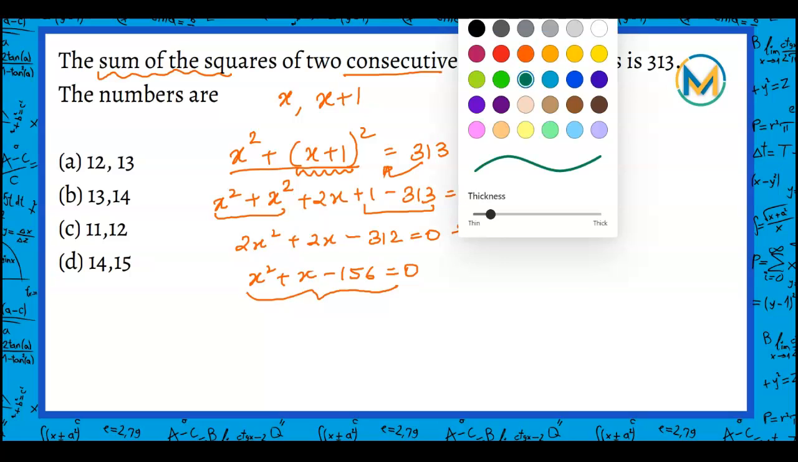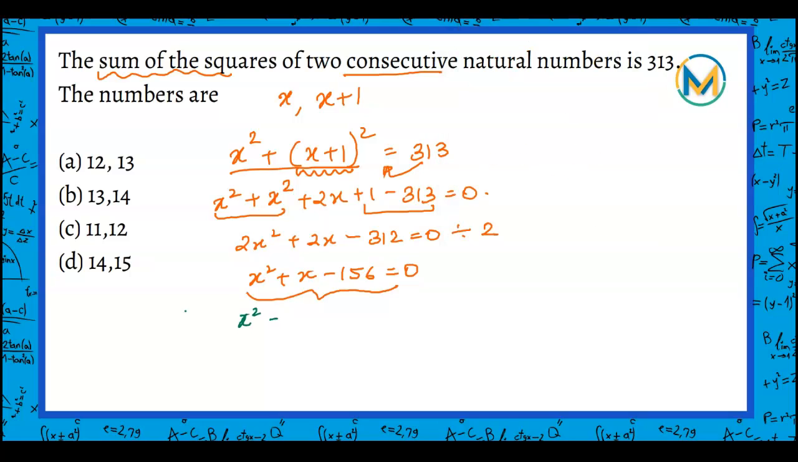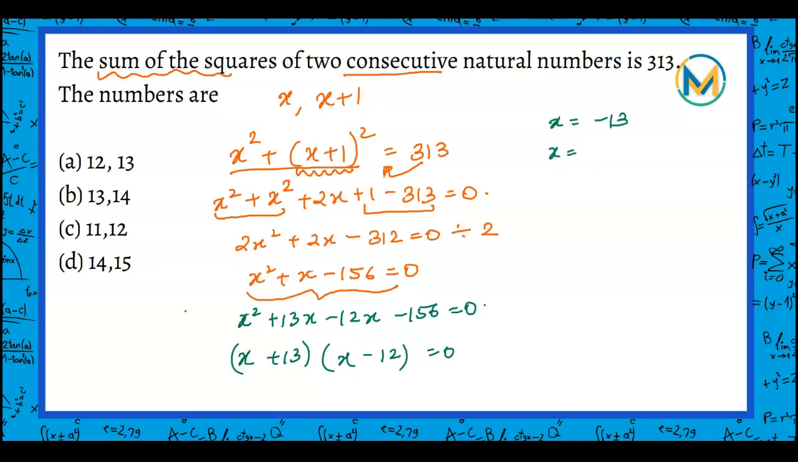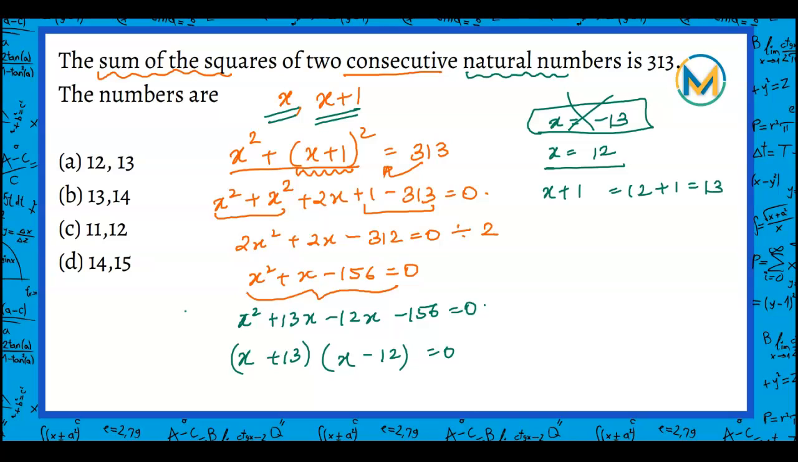So the terms here would be x square plus 13x minus 12x minus 156 is equal to 0. So I get plus 13 in one bracket and in the other bracket I get minus 12 is equal to 0. So x is either minus 13 or plus 12. They're saying it's a natural number, so minus 13 is not possible. Natural numbers are not negative. So x is 12. We've got the first number. The second number is x plus 1, which is 12 plus 1, which is 13. So the two numbers are 12 and 13, which is option A.